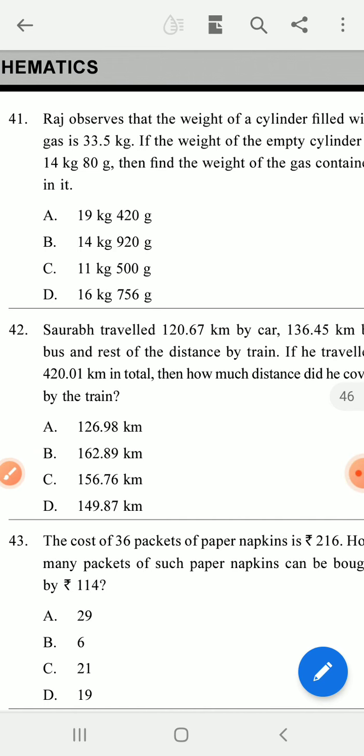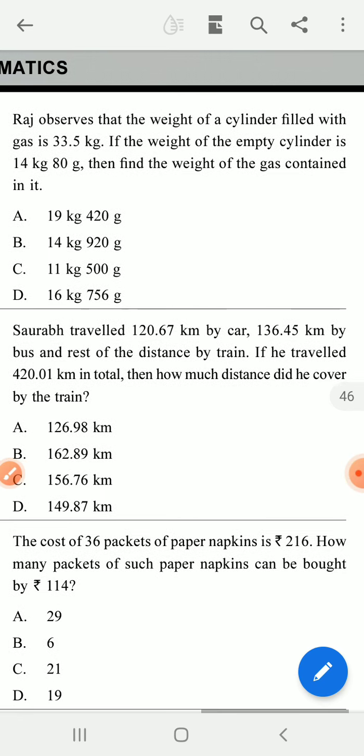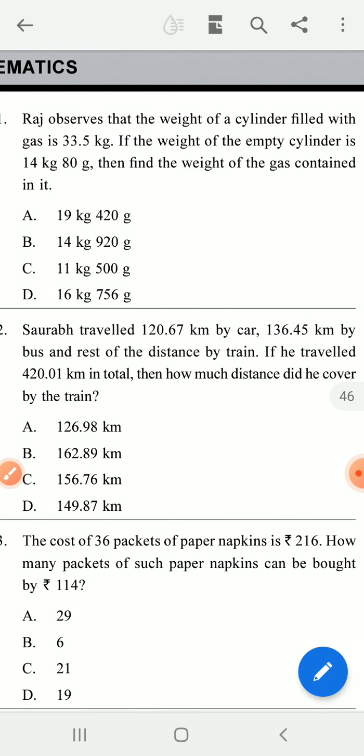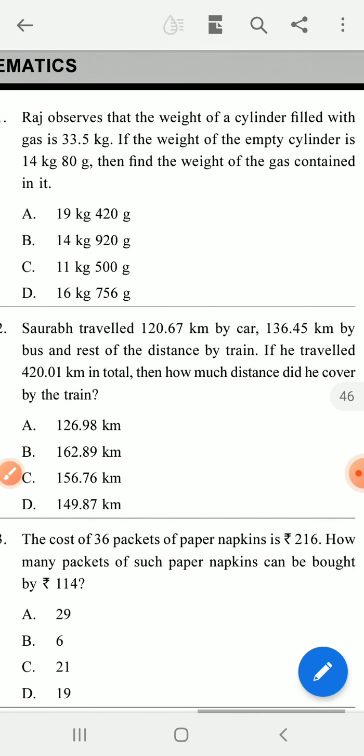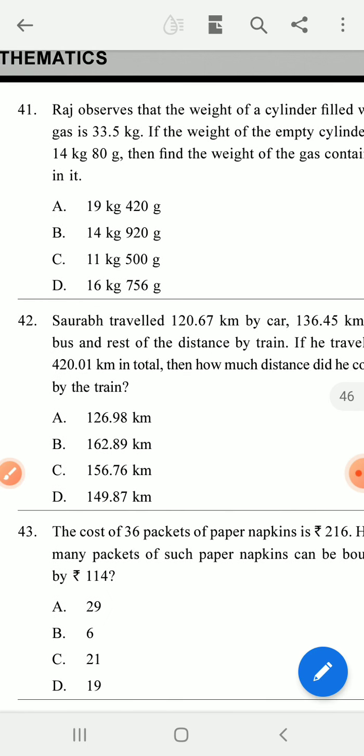Saurabh travelled 120.67 km by car and some kilometers by bus and the rest by train. If he travelled 420.01 in total, then how much distance did he cover by train? So first you add car and bus and subtract it from 420.01. Then you get the answer. That means first you add 120.67 plus 136.45 and then subtract this value from 420.01. So you get the answer 42B.